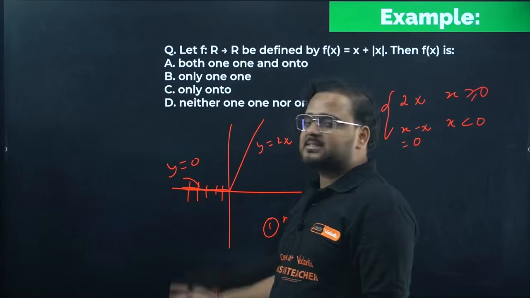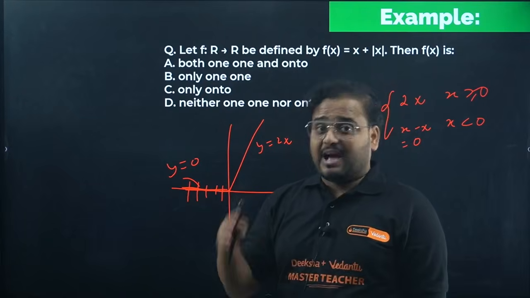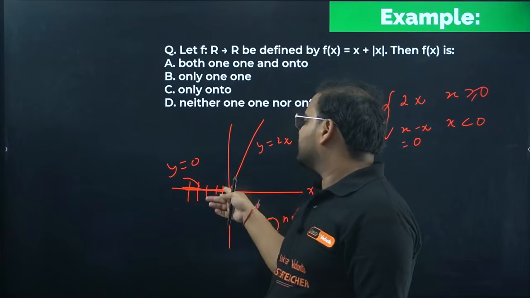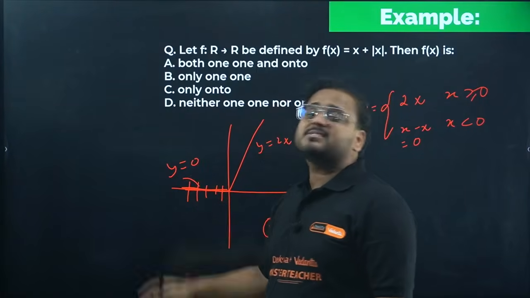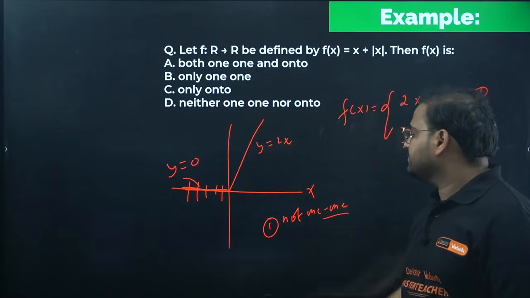If you take the x-axis, how many points do I have? I have an infinite number of points, right? For x equal to minus 1, minus 2, minus 15, minus 1.5, whatever you take, every time the value of y is 0. It means not one-one.